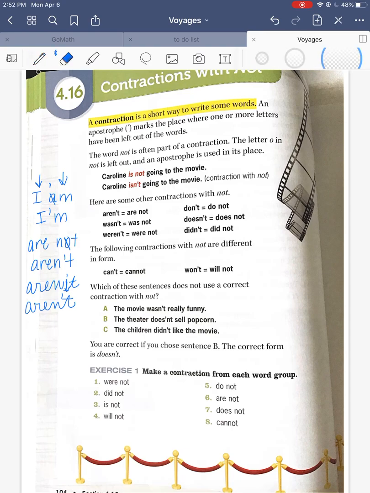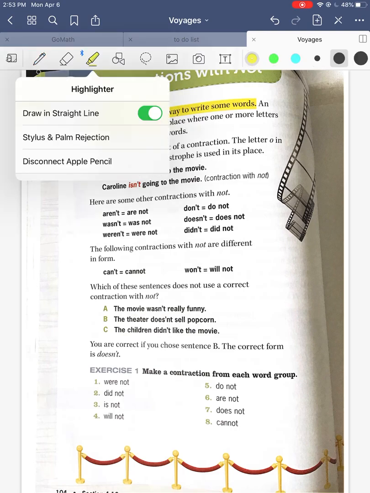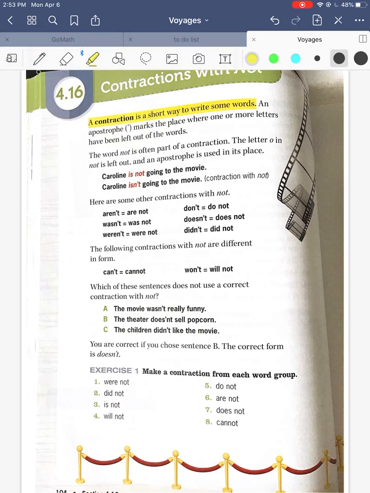All right? So they gave us a list of all of the different contractions that have N apostrophe T. So aren't, wasn't, weren't, don't, doesn't, didn't. So it's one word, are plus not, was plus not, were plus not, do plus not, does plus not, did plus not. So all of those are the first word with the N apostrophe T.